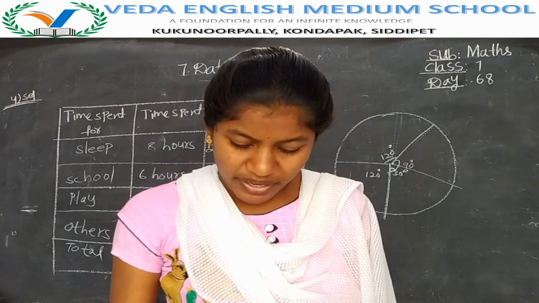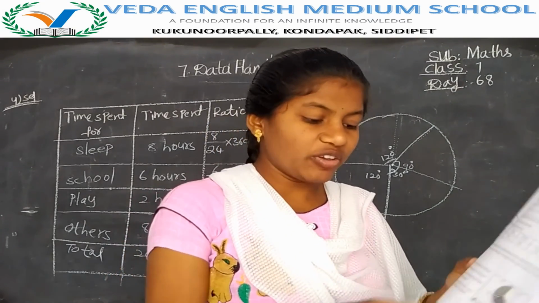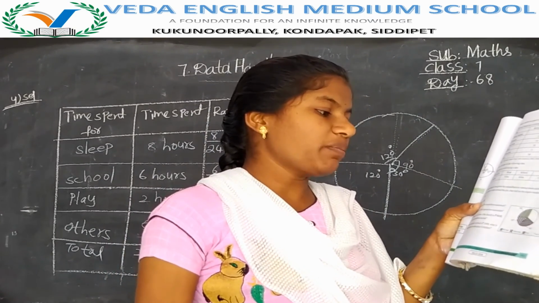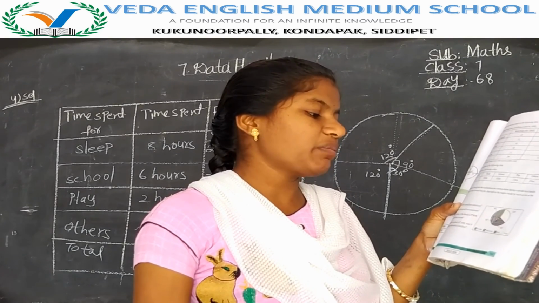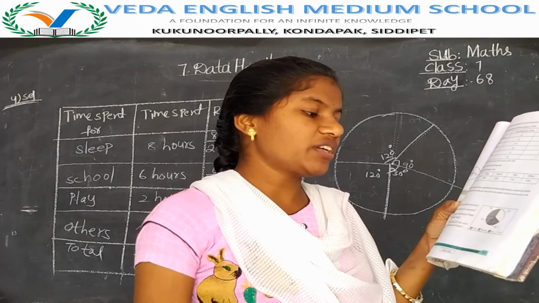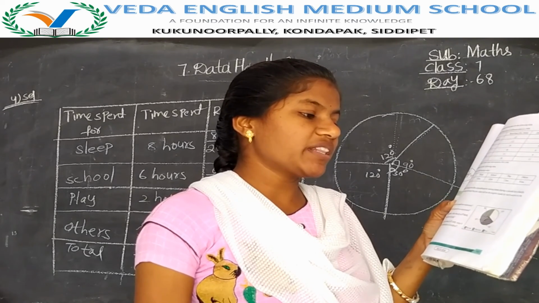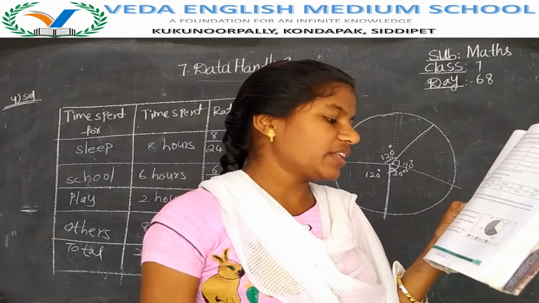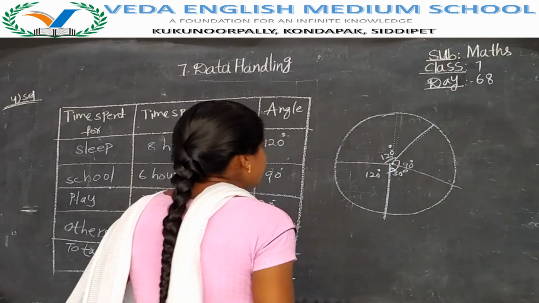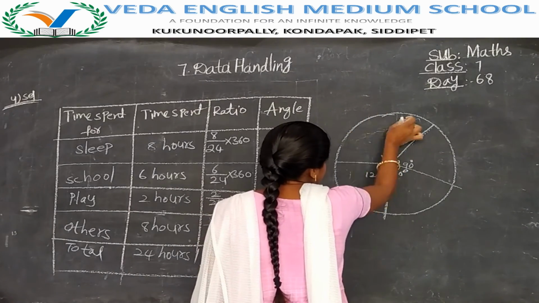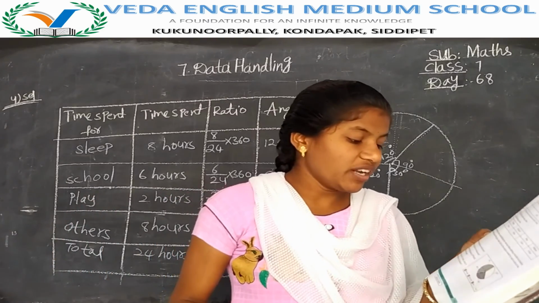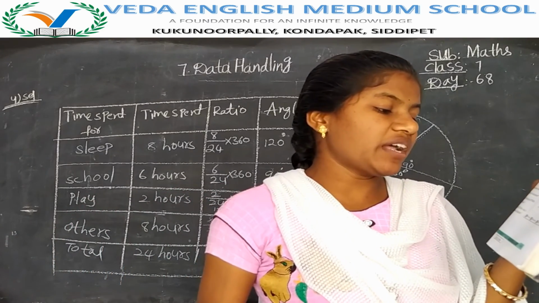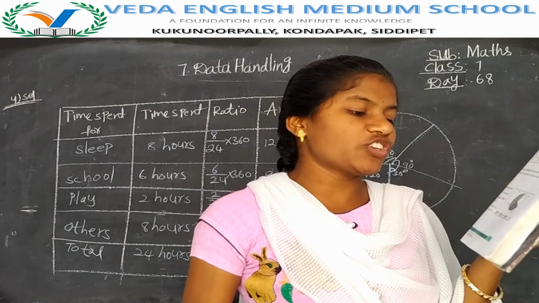The adjoining pie chart. Here they have given one pie chart. The adjoining pie chart gives the expenditure on the various items during the month of a family. The numbers written around the pie chart tell the angles made by each sector at the center. So these are called sectors. In this pie chart, these are called sectors. Okay?